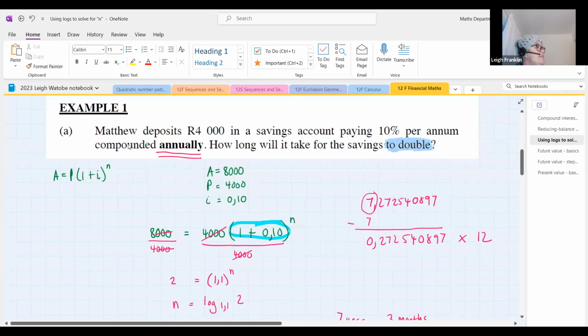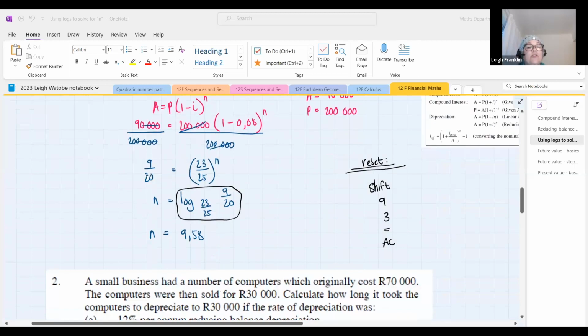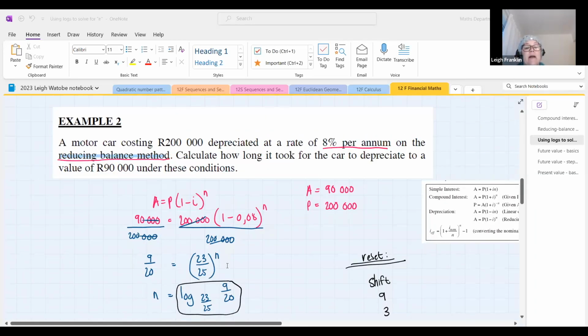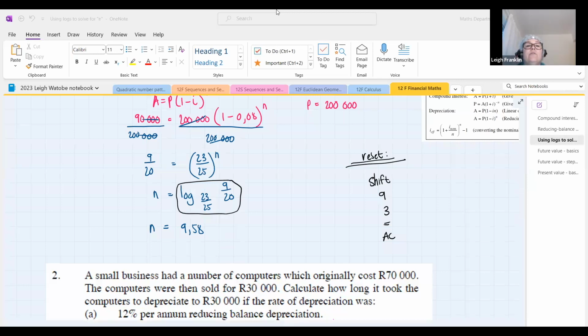Okay, so yes, it is tough because your English actually needs to be quite good. You need to be able to read the question and based on the information provided, decide which formula you've got to use. So question A was compound. Yes, that was compound interest. Quite right. And question 2 is reducing balance depreciation. Okay, it's a pleasure. No problem.